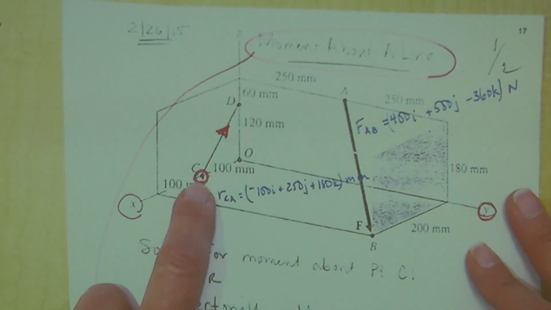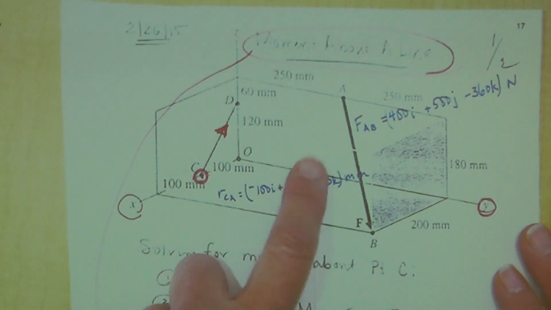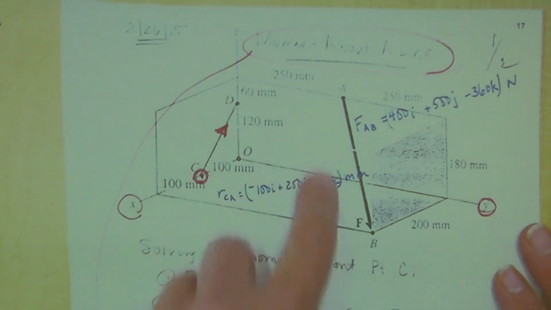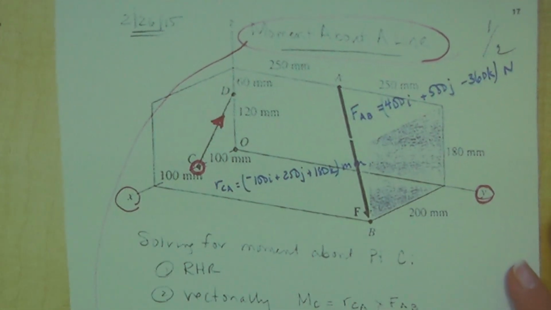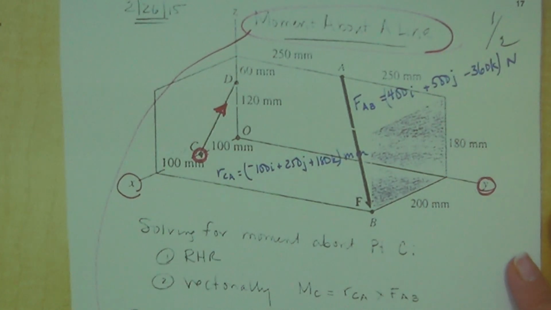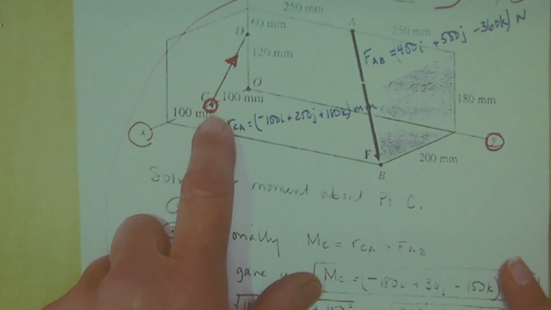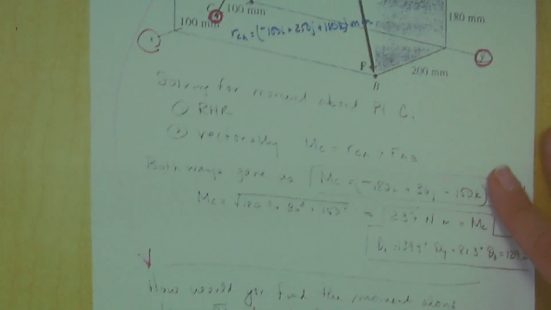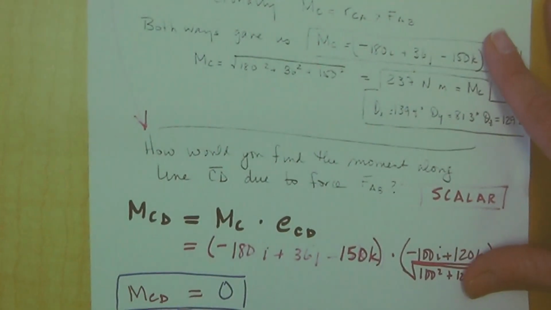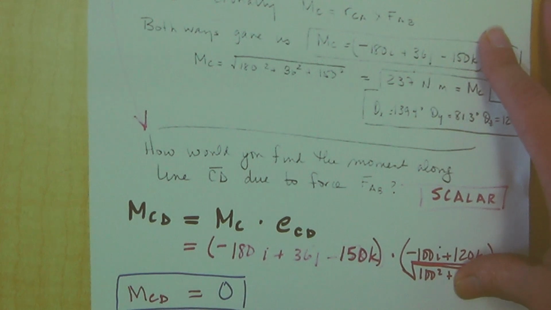Then we were given this point, and we found the moment about this point due to this force, and we did it two different ways. And we represented it. Then what we did is we took that moment about the tail of the force, and we dotted it with the unit vector to get this value. You want a shortcut? Yeah.